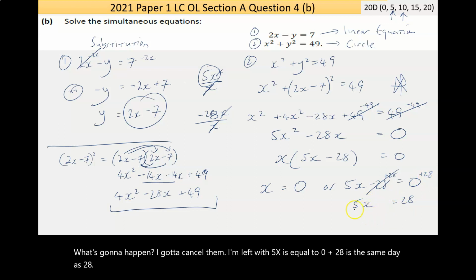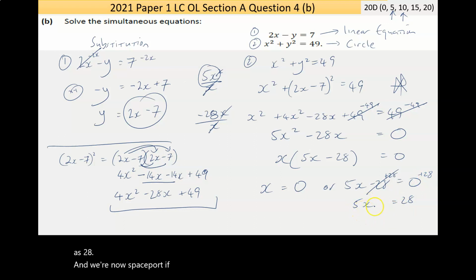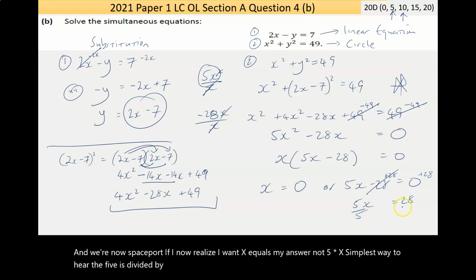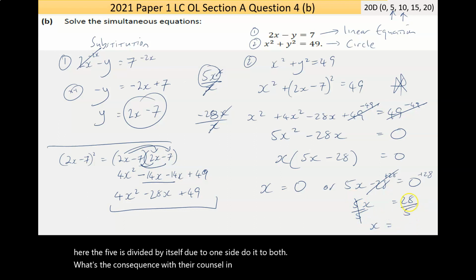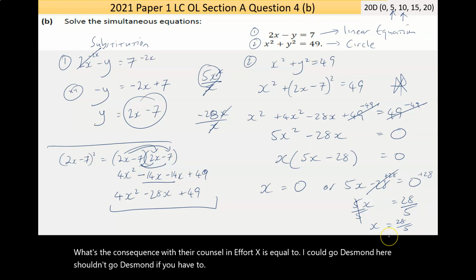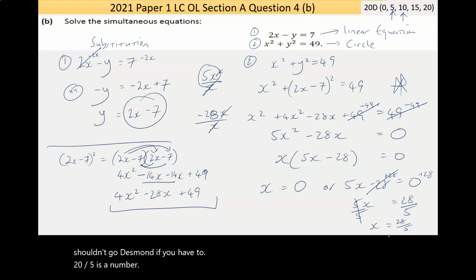I'm running out of space, but I now realize I want x equals my answer, not 5 times x. The simplest way to get rid of the 5 is to divide by itself. Do it to one side, do it to both. What's the consequence? Well, they cancel. You're left with x is equal to, I could go decimal here, but shouldn't go decimal unless you have to, 28 over 5. That is a number I couldn't tell you offhand.